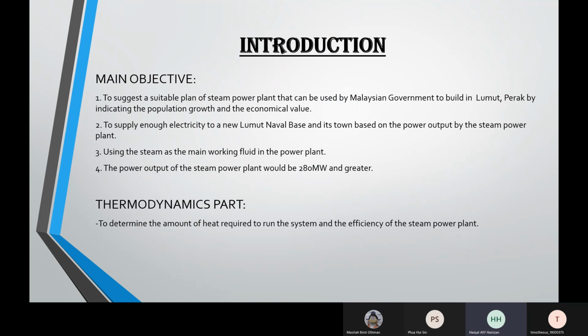For the introduction, the main objective is to suggest a suitable plan of the steam power plant that can be used by the Malaysian government to build in Lumut, Perak, by indicating the population growth and economical value, and to supply enough electricity to a new Lumut naval base and its town, based on the power output by the steam power plant using steam as the main working fluid. The power output would be 280 megawatt and greater. For the thermodynamic part, we wish to determine the amount of heat required to run the system and the efficiency of the steam power plant.